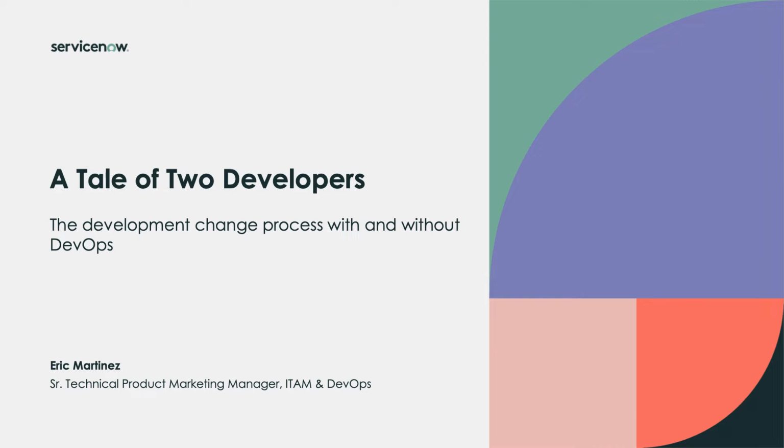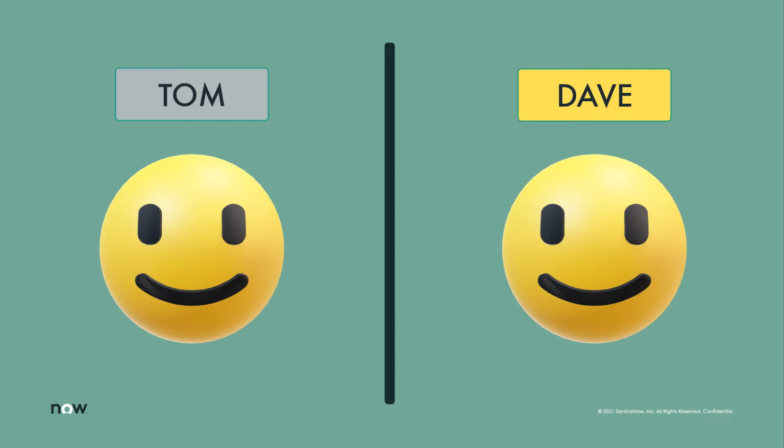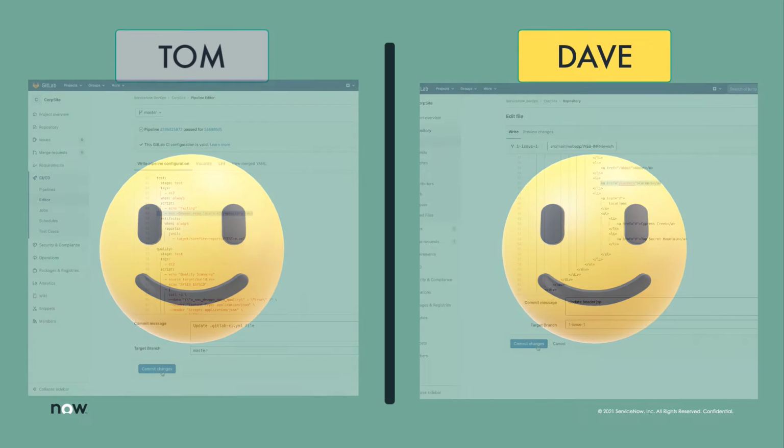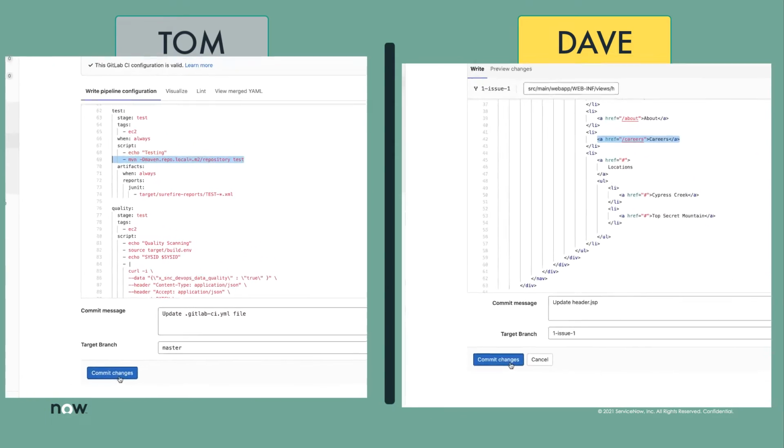In this demo, we will see a tale of two developers, the development change process with and without DevOps. Our tale begins with two developers, Tom and Dave, happily developing in GitLab. They are doing what they enjoy doing in the tool they like using. They both work on issues related to normal changes. And when both developers finish their code, they commit the code for deployment.